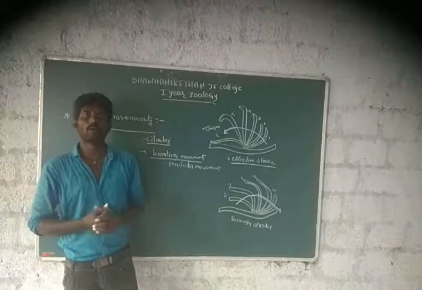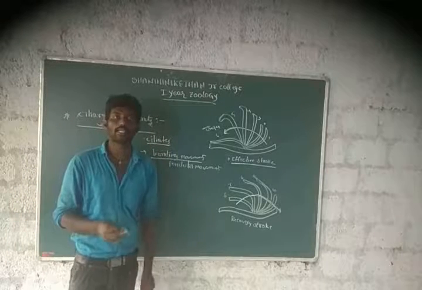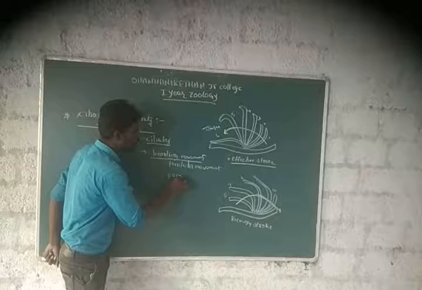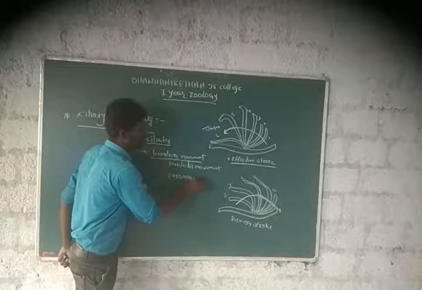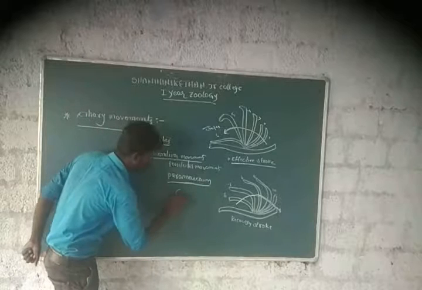Now we take one example of ciliary movements. The best example is Paramecium.